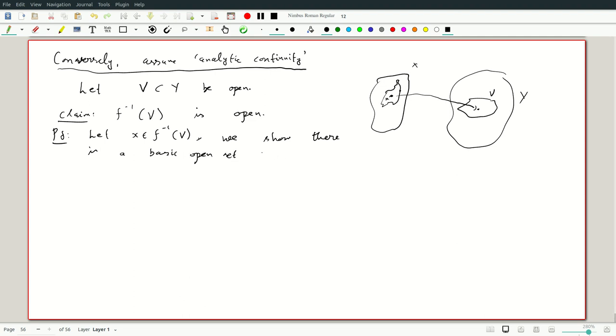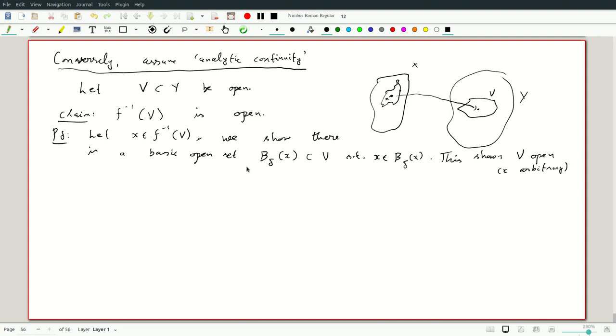It's a ball, and since we have to show existence, we can be more specific. In fact, it's going to be of this form, B delta of f(x), which is contained in V, such that x belongs to B delta. The second part is obvious. This will show openness. This shows V open as x is arbitrary, so for any arbitrary point.